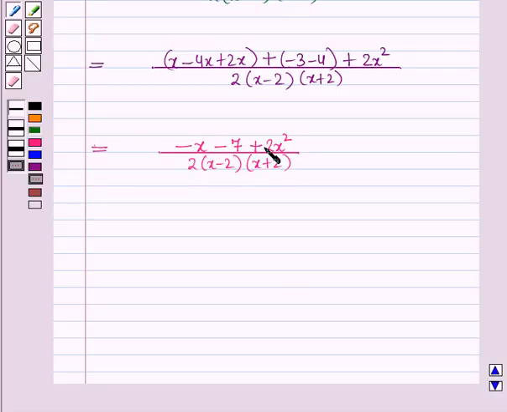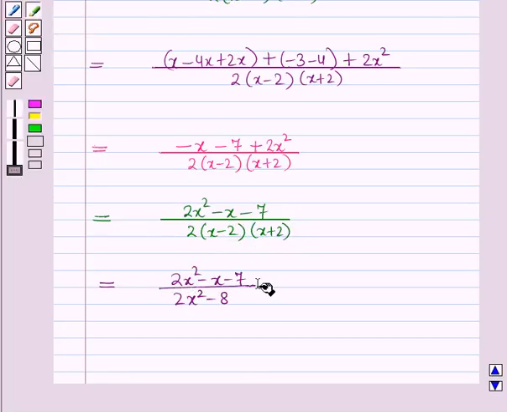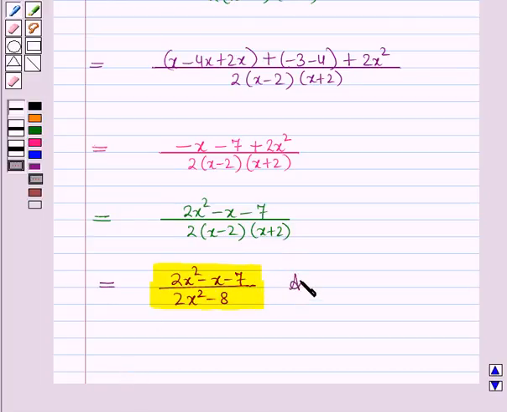Now we will write the expression in the numerator in descending order of powers of x. So this will be equal to 2x square minus x minus 7, whole upon 2 into (x minus 2) the whole into (x plus 2) the whole, which is equal to 2x square minus x minus 7 all upon 2x square minus 8, which is the required answer for the first part.